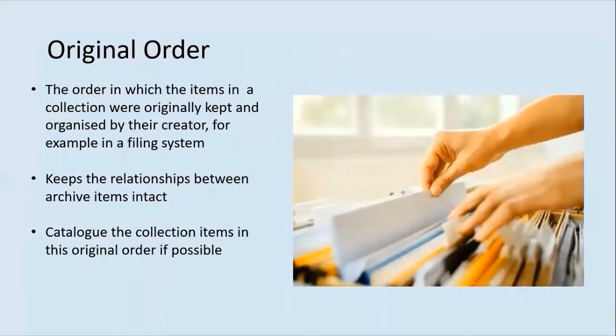Original order is the order in which the records were kept and organised by their creator. The principle of original order requires that records are documented in this order if at all possible. You need to look at the records for clues about what they are and how they were arranged, for example, original titles, reference numbers, or dates.